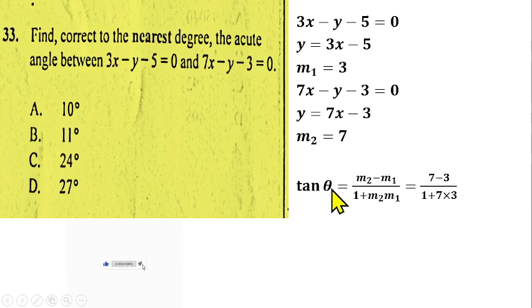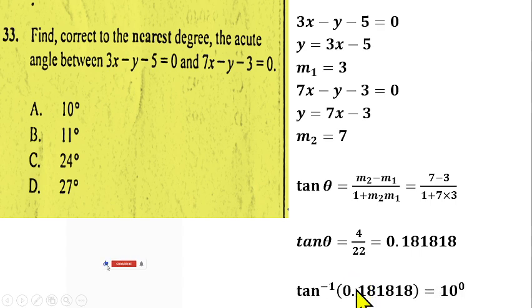Then to find the angle between two lines, you have tan theta equals m2 minus m1 over 1 plus m2 m1, where m1 and m2 are the gradients of the two lines. If you substitute, you have 7 minus 3 over 1 plus 7 times 3. If you simplify that, it gives us 4 over 22, and that will give us 0.18118. So theta will be tan inverse of this, and that will give us 10 degrees approximately, which is option A for question number 33.